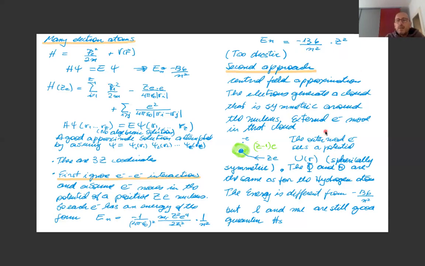Let's say the potential is spherically symmetric. So the potential is not Z squared over r, but some function of r that is spherically symmetric. It's not that I'm seeing the whole number of protons in the nucleus, but I'm seeing an effective charge. That effective charge, with some spherical distribution, produces a potential on the particular electron that I'm trying to describe. So this is the idea, and this is called the central field approximation because it's fairly symmetric.